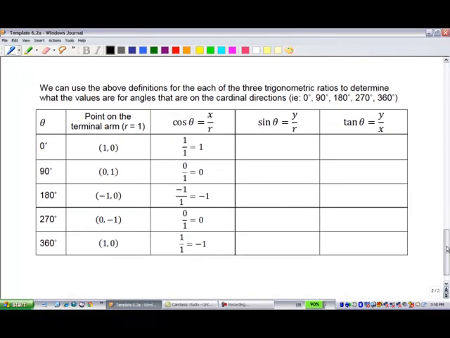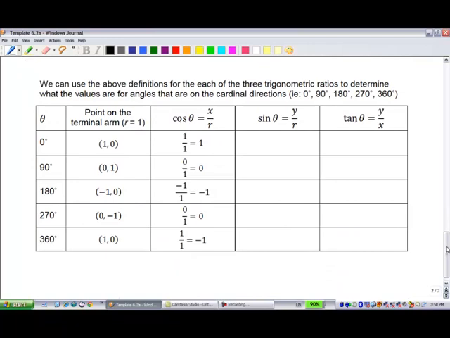And finally, we can talk about the above definitions for each of the 3 trigonometric ratios to determine what the values are for angles that are on the cardinal direction. So it doesn't really make too much sense when we talk about, what's sine of 0 degrees. 0 is straight right. But we know that cos theta is x over r, whatever the x coordinate is. Sine theta is y over r, and tan theta is y over x.